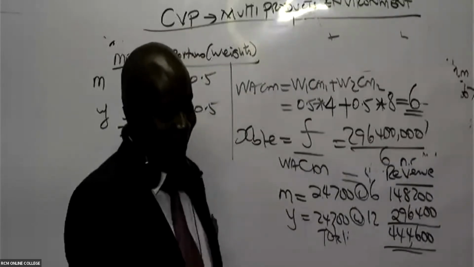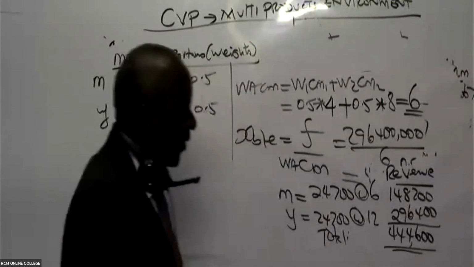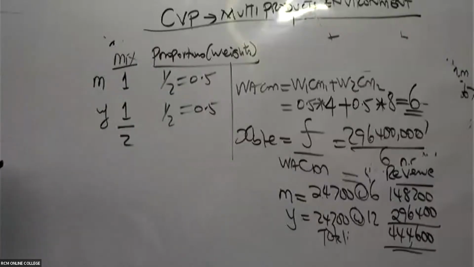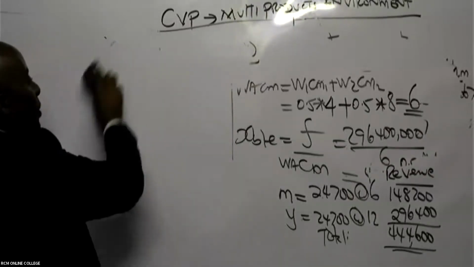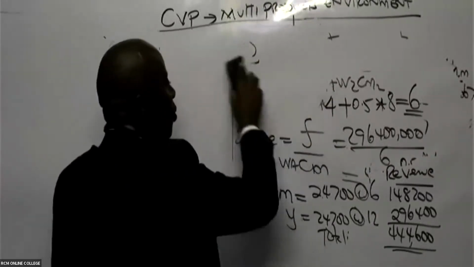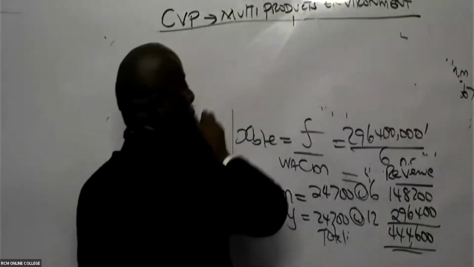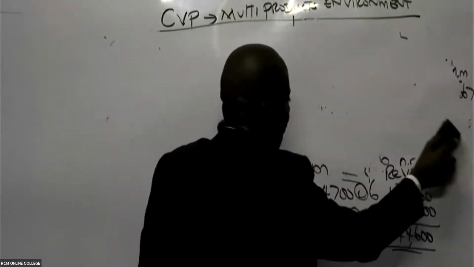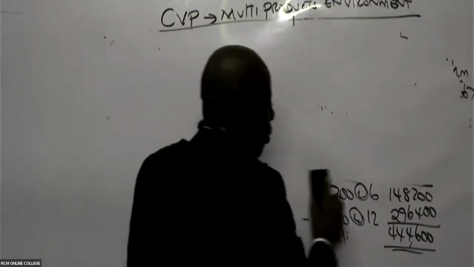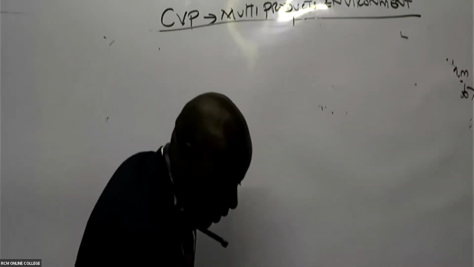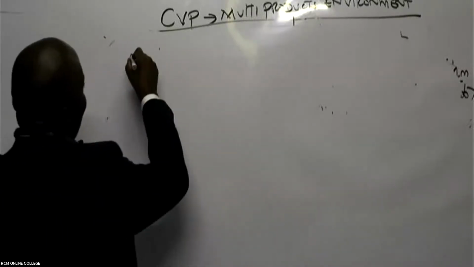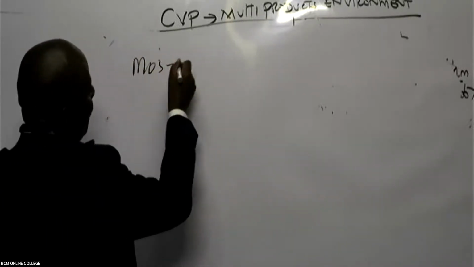Thank you so much. Then we go to number 2. So number 2, what do they want me to give them? Number 3, I mean, they want me to give them most. Most stands for what? Your margin of safety. So they want me to give them margin of safety.